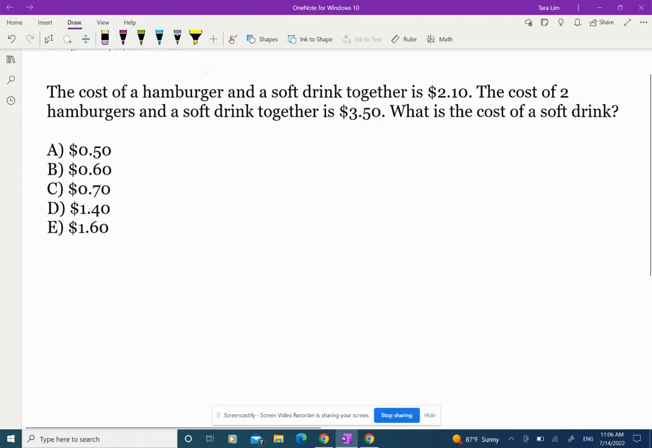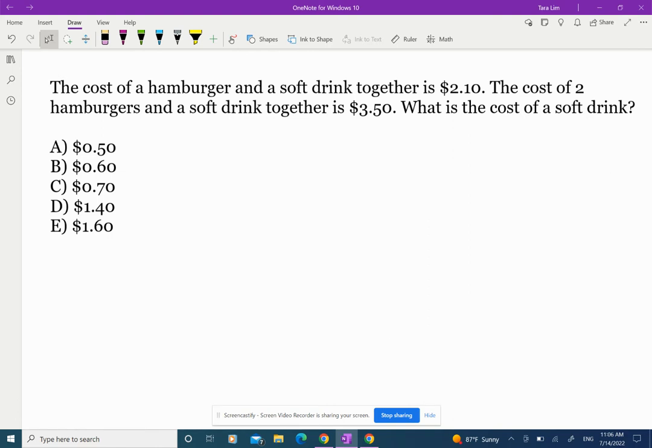So let's start. The cost of a hamburger and a soft drink together is $2.10. The cost of two hamburgers and a soft drink together is $3.50. What is the cost of a soft drink? So our goal is to find the cost of a soft drink. And whenever I encounter these types of math questions, the first thing I want to do is to create an equation for myself. Because here I see a lot of different words, and for math we don't really want words that much. So I want to change it into an equation.